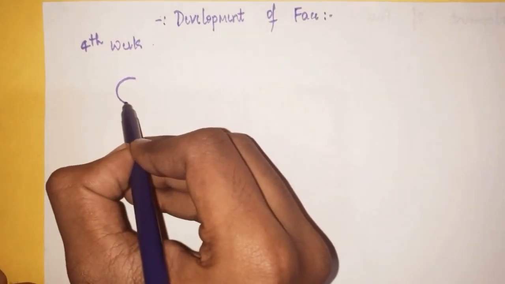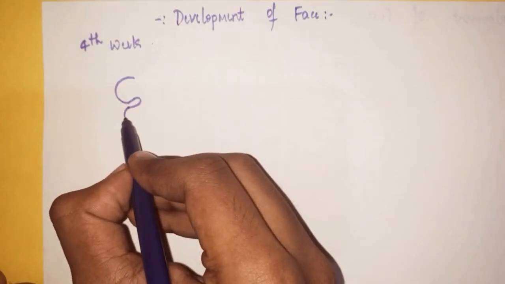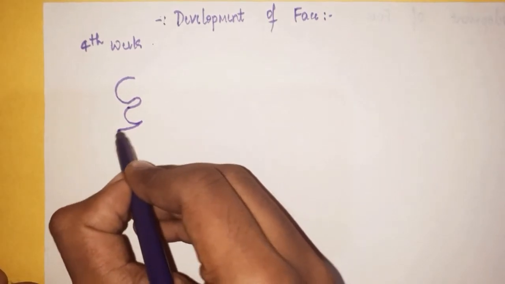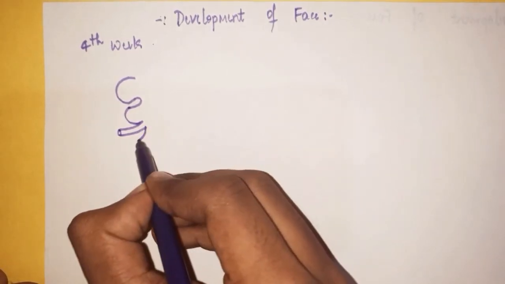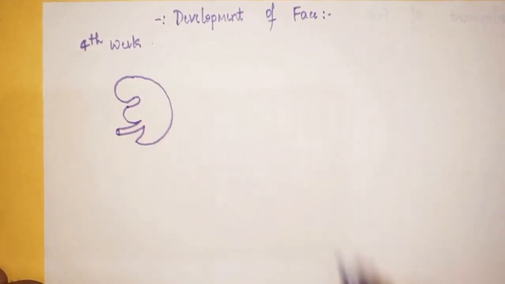This is the head fold. This is the stomatodium, which is the primitive mouth. This is the bulging created by the developing heart. This is the umbilical cord. This is the tail end. This is how it looks.